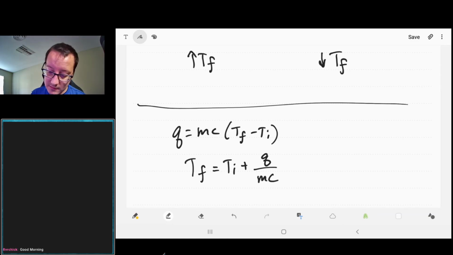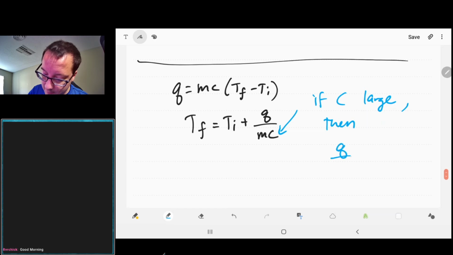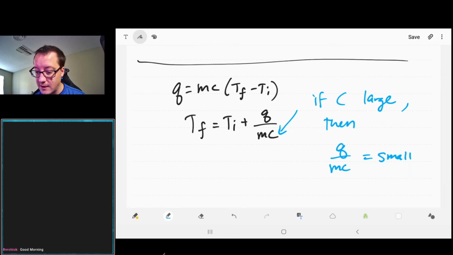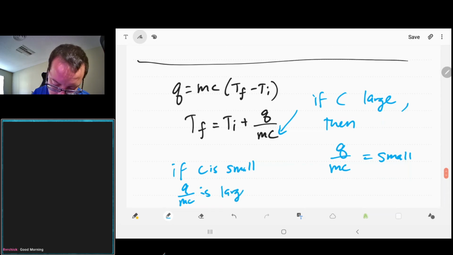And so, as a result, if we see here, it's in the denominator of our equation. We see here that if C is large, then Q over MC is small, right? And so if we add a small number to our initial temperature, that's a small increase in temperature. But if C is low, then this factor gets a little bit bigger, so that's going to give us the biggest value.